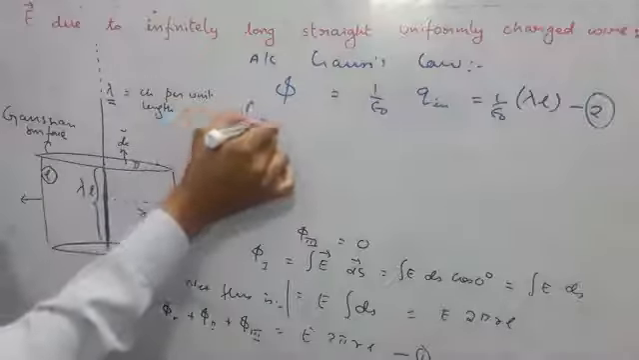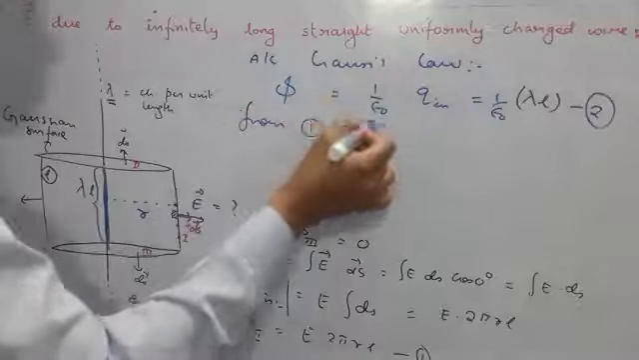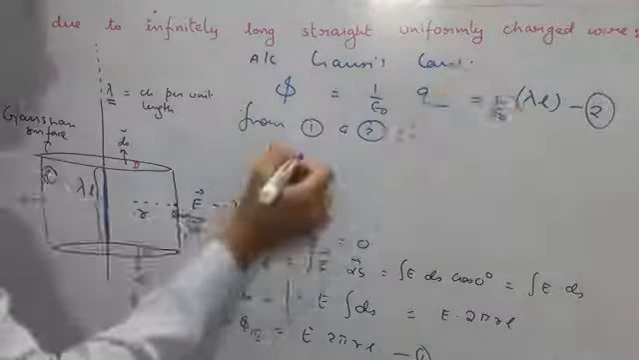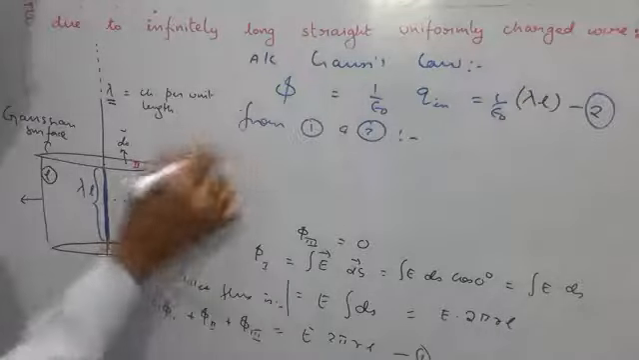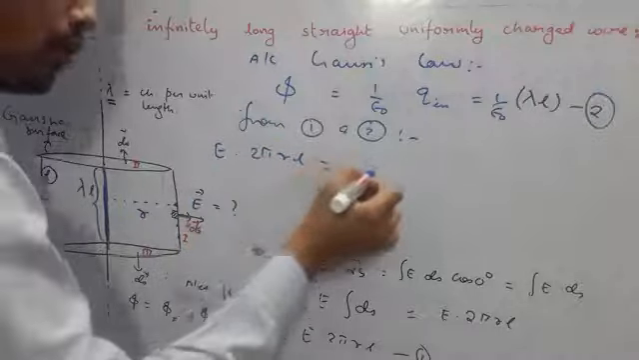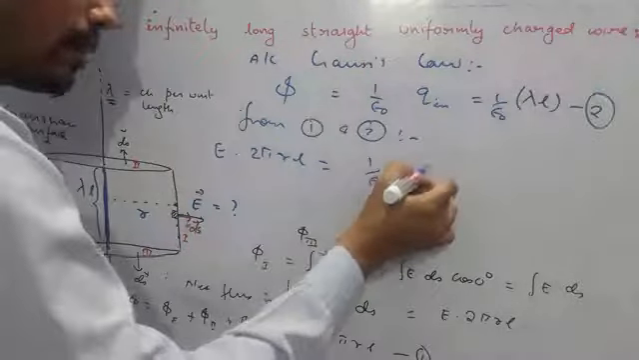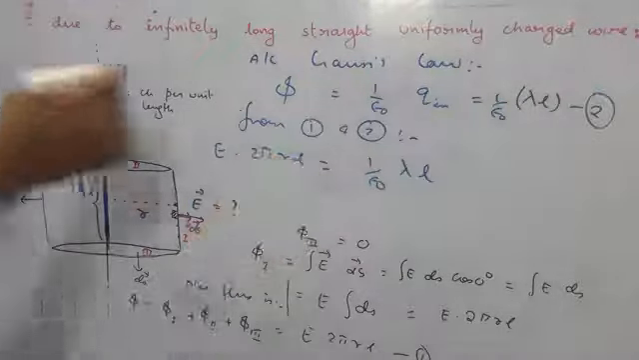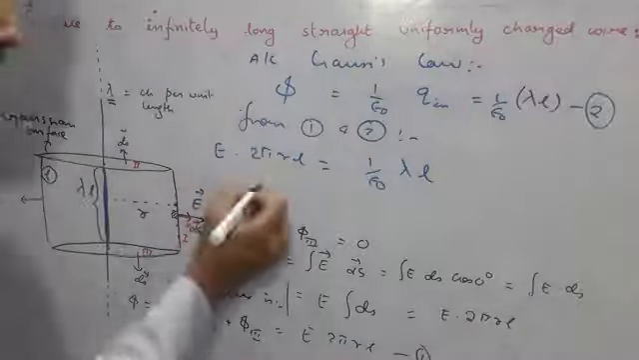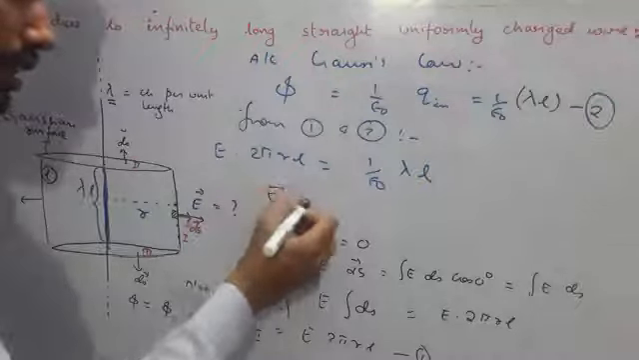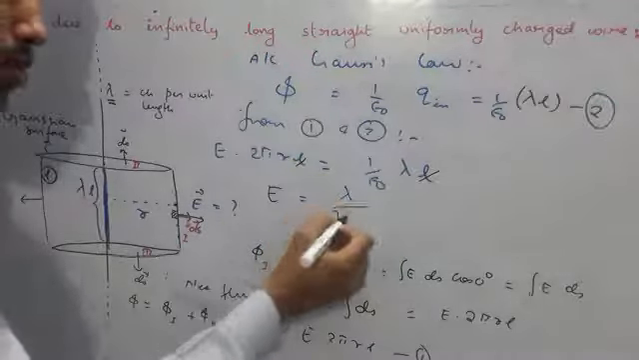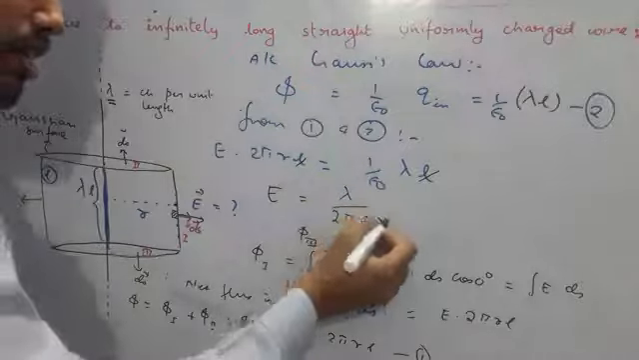So therefore we can equate these two equations. From 1 and 2, what will we get? 1 by epsilon naught times E into 2 pi RL will become 1 by epsilon naught times lambda times L. So L will cancel, you can see, and that gives you the final expression for electric field due to a line of charge. E is equal to lambda upon 2 pi epsilon naught times R.